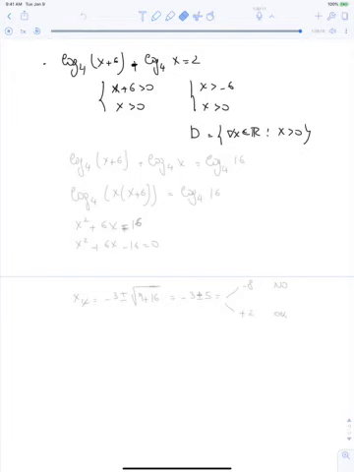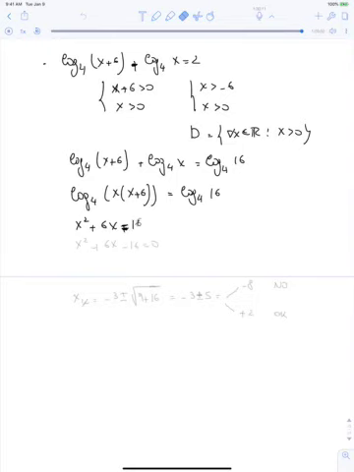Then we can write the 2 as the log base 4 of 16. So this is the log base 4 of x plus 6 plus the log base 4 of x equal to log base 4 of 16. We're going to use the rule of the sum. So this is the log base 4 of x times x plus 6 equal to log base 4 of 16. This is x squared plus 6x equal 16. So this is x squared plus 6x minus 16 equal to 0.